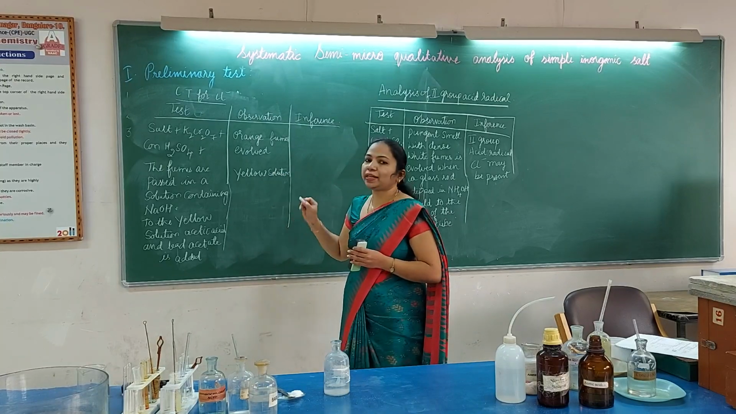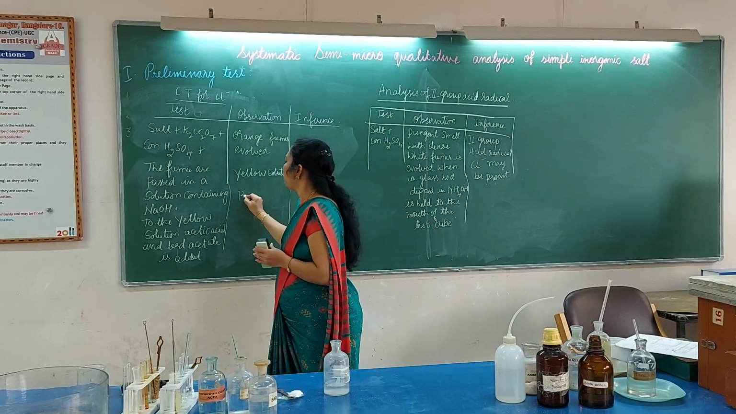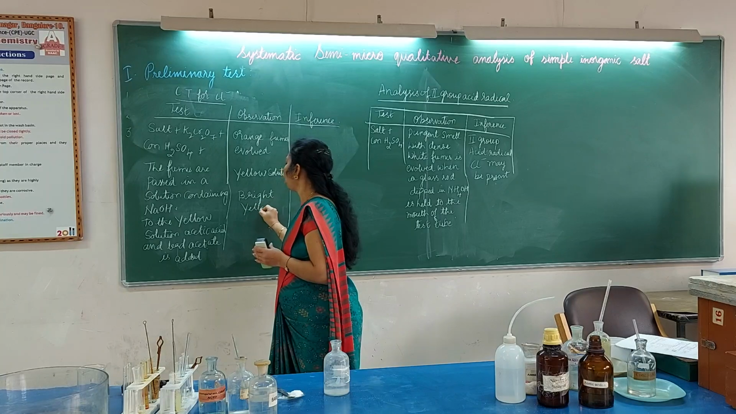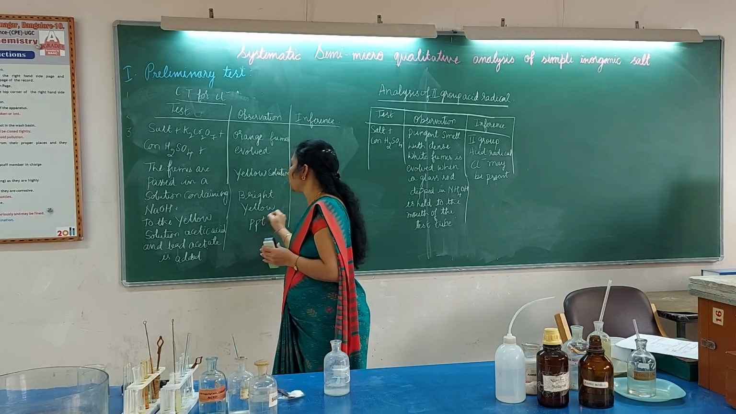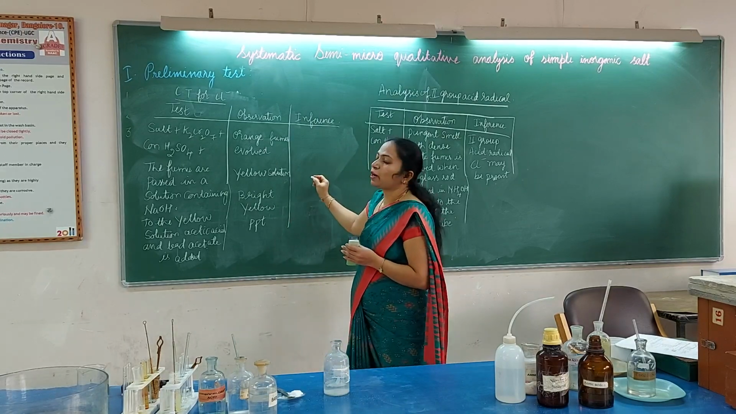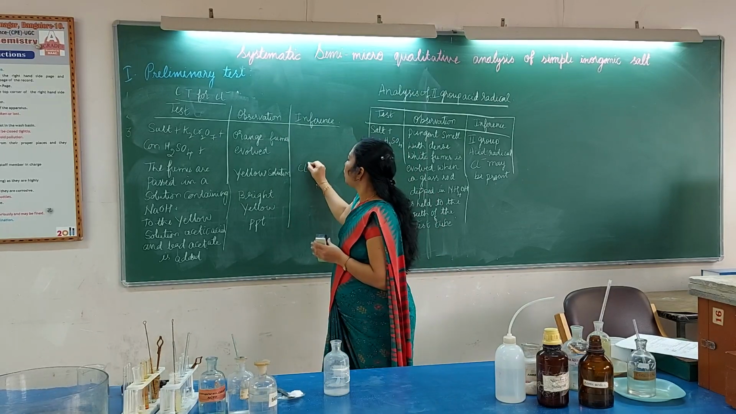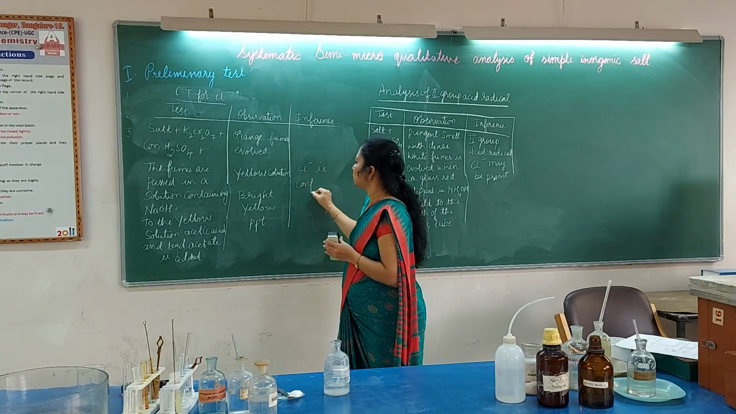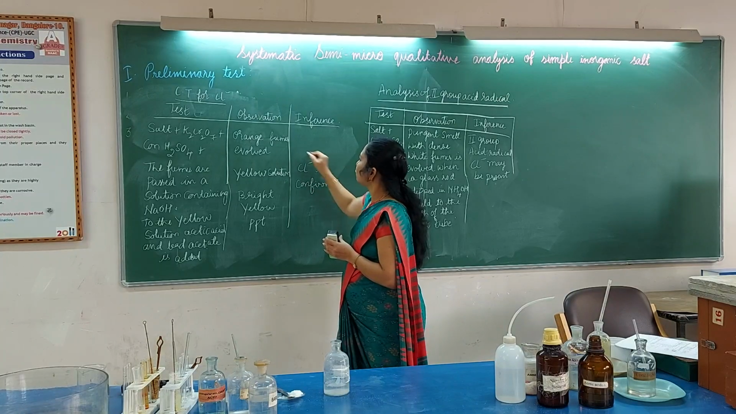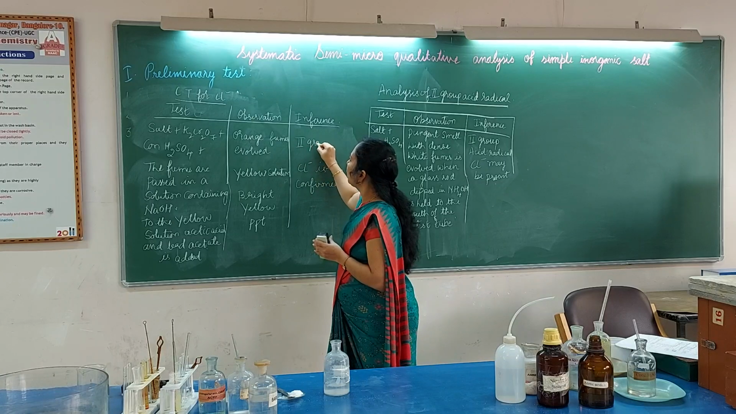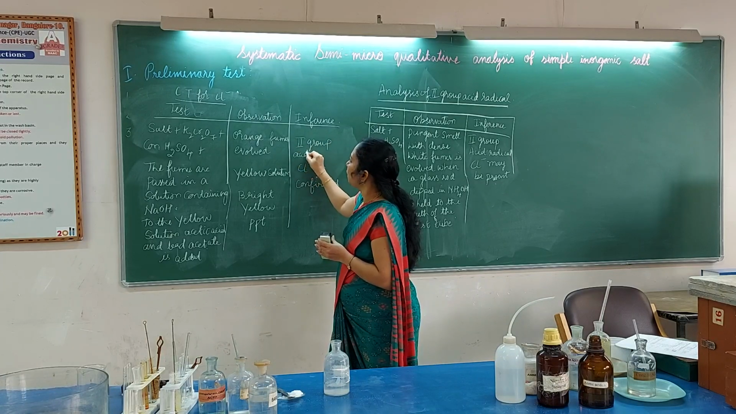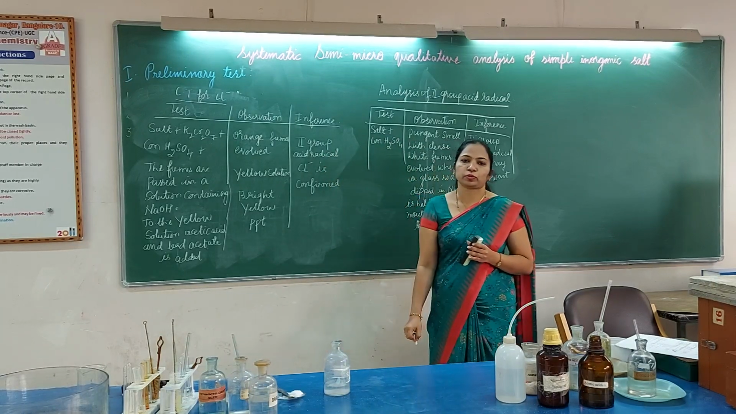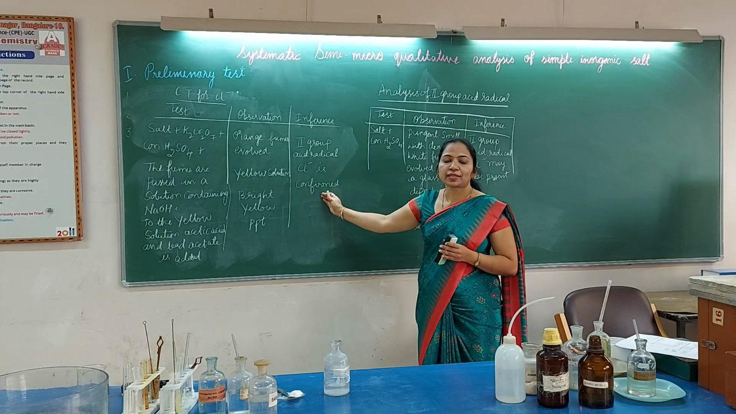What is the observation you are getting over here? It is bright yellow PPT. PPT means precipitate. So this itself confirms that chloride is already being confirmed. Chloride is confirmed. So you have to write second group acid radical Cl minus is confirmed. So we have already got the acid radical.